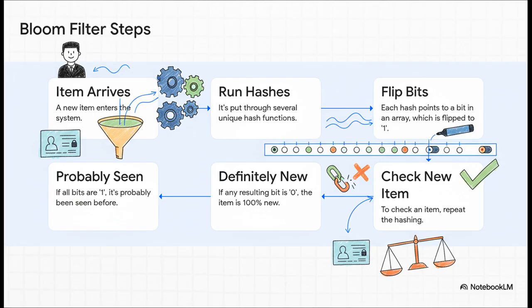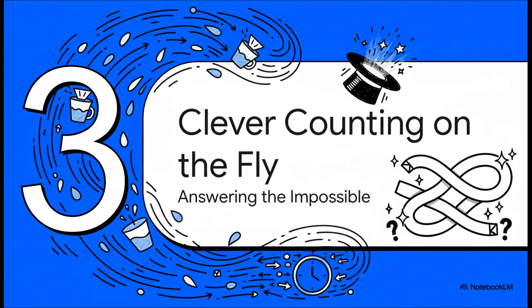And that's the beautiful trade-off. It never gets it wrong when something is new, but there's a tiny chance of a false positive. And for a lot of jobs, that's a perfect trade for saving a massive amount of memory. Okay, so we can sip and we can filter.